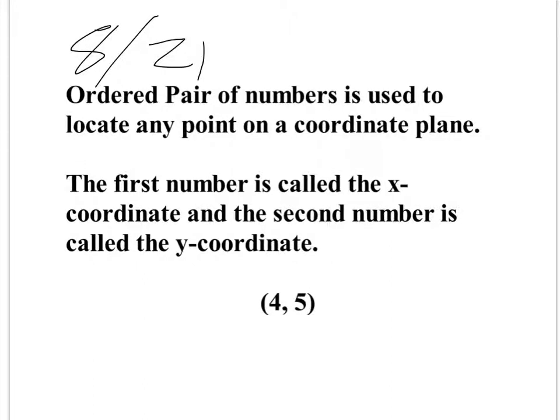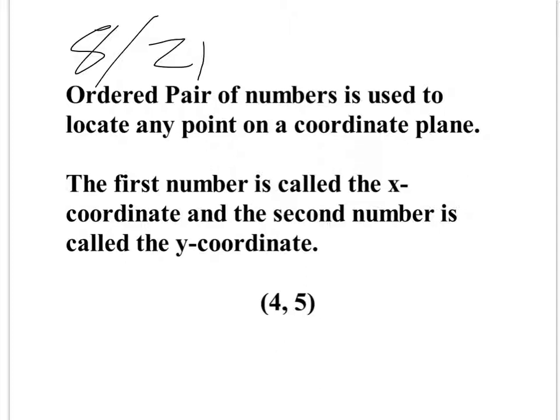Alright, today we're talking about ordered pairs. Ordered pairs of numbers are used to locate any point on the coordinate plane. The coordinate plane is a graph. I call it a graph most of the year, but the book will call it the coordinate plane. The first number is called the x-coordinate. The second number is called the y-coordinate.